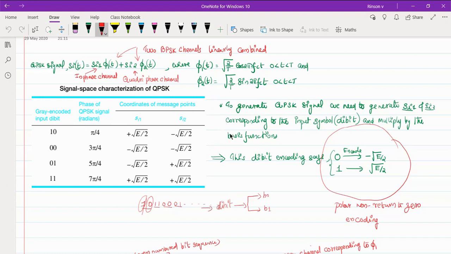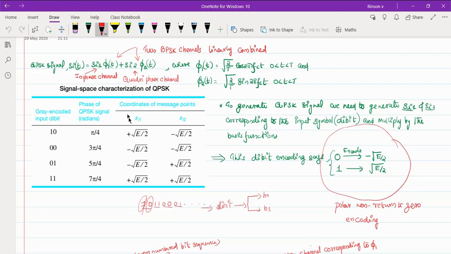To generate a QPSK signal, what you need to do is find Si1, multiply by phi1, find Si2, multiply by phi2, and add them together. So you have 4 symbols to transmit. Corresponding to each symbol, you need to find Si1 and Si2 and then multiply by the corresponding bases and add them together.